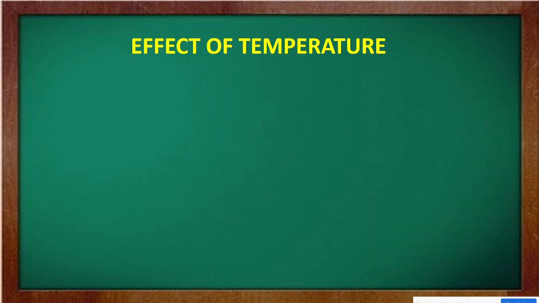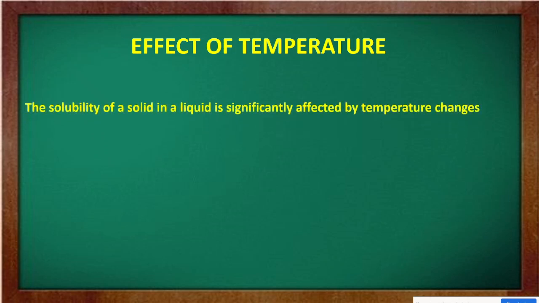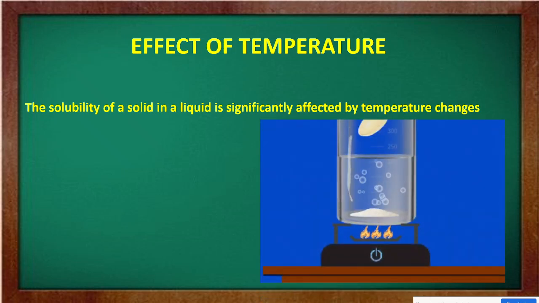Now what are the different effects which affect the solubility? The first one is the effect of temperature. We all know this, that the solubility of a solid in a liquid is significantly affected by temperature change. Now how it affects? See it here. At a normal temperature, sugar was not soluble in water, if you are heating it, what happens? The solubility increases here. वो soluble हो गया.